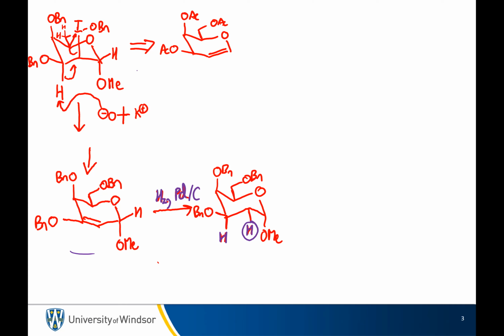You could have also gotten a C2 deoxy sugar by taking that and hitting that with a lithium aluminum hydride, and that's going to add an H minus and do direct SN2 on the iodine.